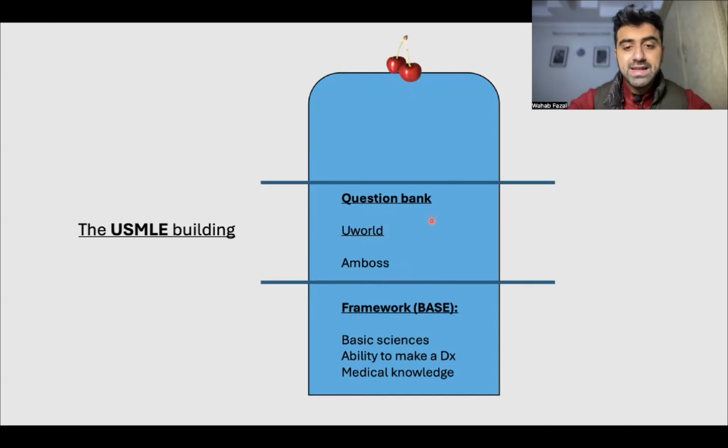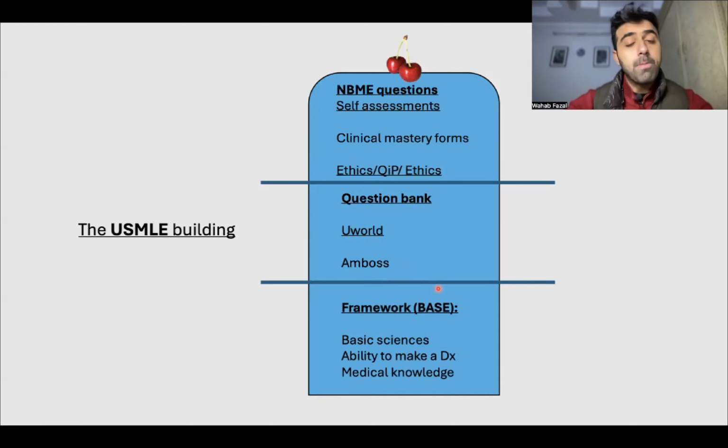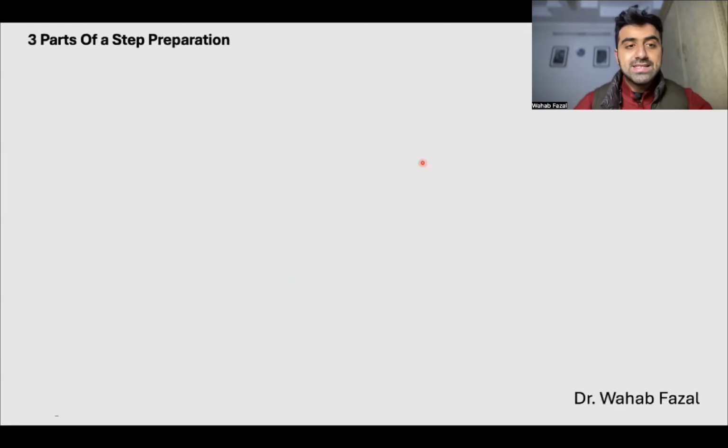And this building applies to Step 1 as well. The top part of this building will be the NBME questions, which include the self-assessments, also just known as the NBMEs, the clinical mastery forms, which are extremely important for Step 2 because they're essentially based on a similar pattern as the exam is. And then the ethics and the quality improvement protocols. I've repeated this again, sorry for that mistake. And let's get into the video.